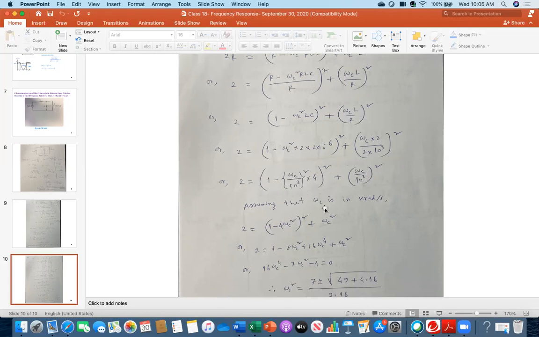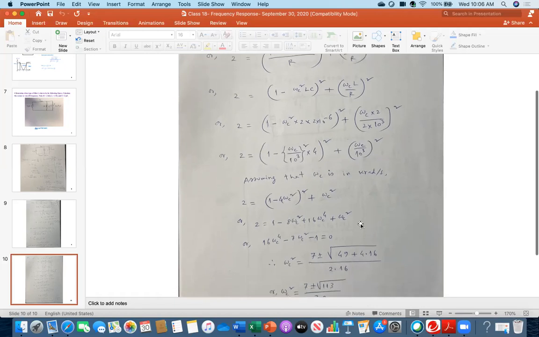Why did I do that? I said, assuming omega c is in kiloradian per second, because omega c's unit will be radian per second. But let's assume omega c is in kiloradian per second. If I do that, then omega c over 10 to the power 3 is in kiloradian per second. So you see this 2, 1 minus 4. I wrote omega c squared because my omega c is in kiloradian per second, and I want to avoid that calculation.